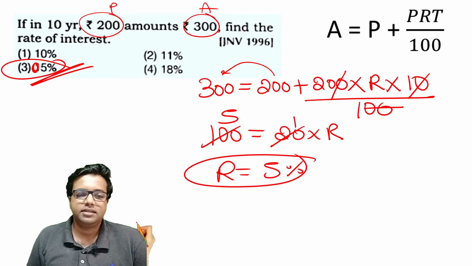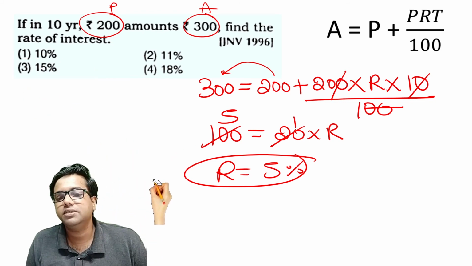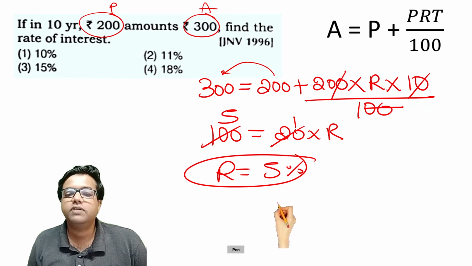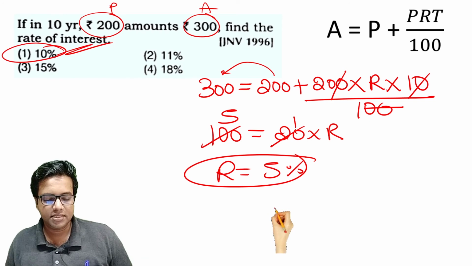You can mark it like this. Or in case you are given these options itself in the examination, you must find the nearest value for 5%. The nearest value is 10%, and you can mark this as the right answer for this question.